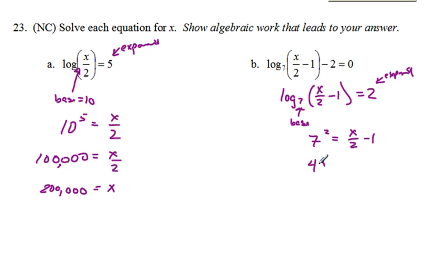So here we're going to say 7 to the 2nd equals x over 2 minus 1. Or 7 squared is 49 equals x over 2 minus 1. We add 1. 50 equals x over 2. And we multiply by 2, and we get our answer of 100.